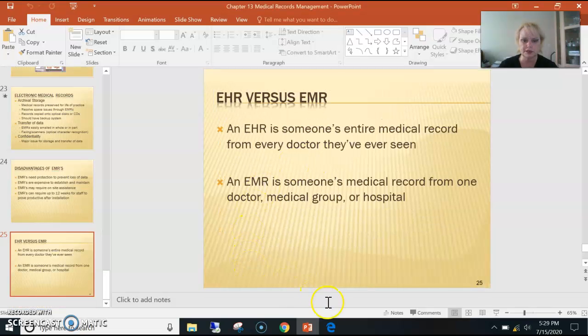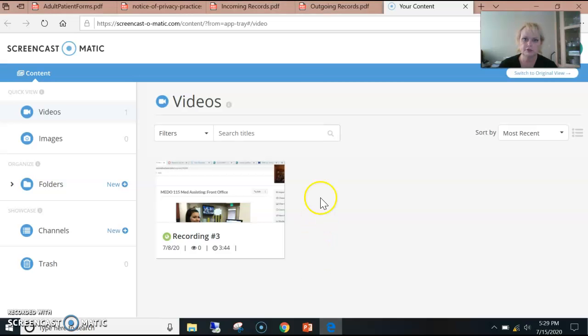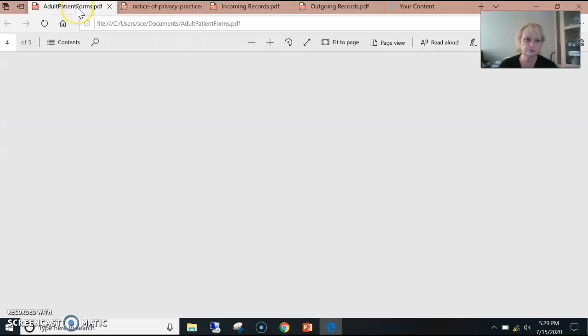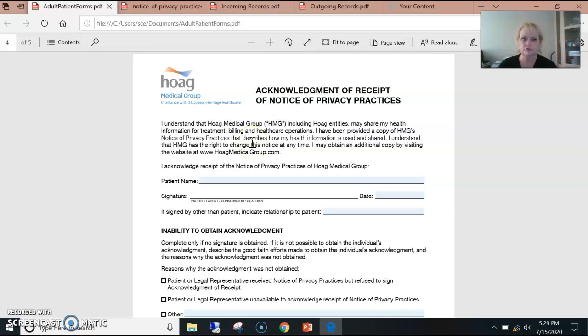I just wanted to show you as well, if we go to the forms with Hoag. So these are the intake forms. This is just the receipt of notice of privacy practices that you have to get signed by the patient. This is that HIPAA form.